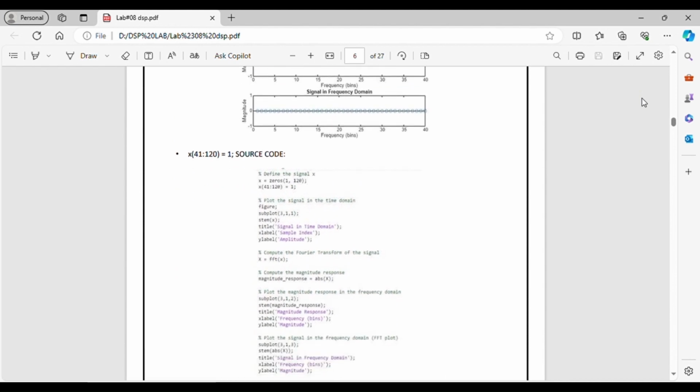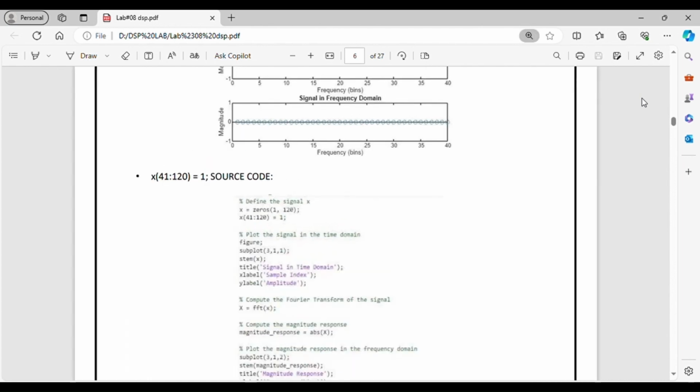The second source code defines the signal x, where x equals zeros of 1 to 120, and x of 41 to 120 is equal to 1. Plot the signal in the time domain.